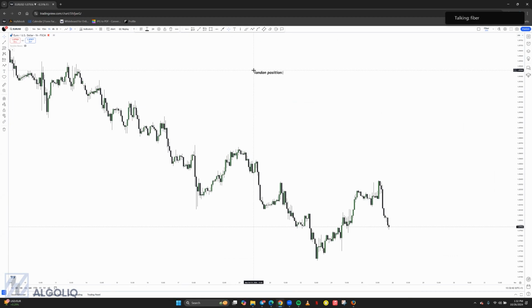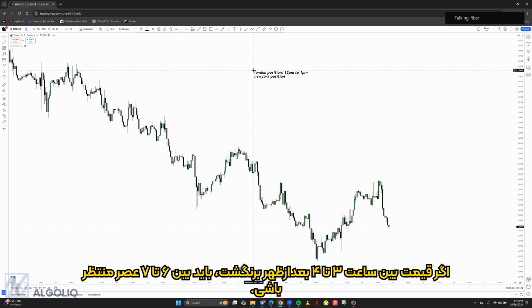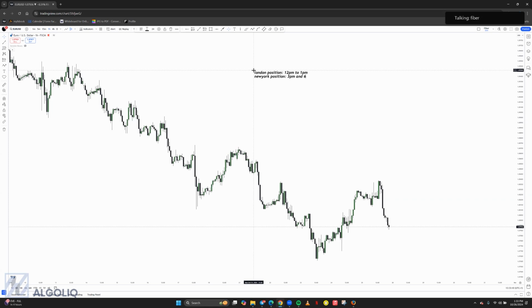12 p.m. If you're taking a New York position, the target should be what? If price did not give you the reversal between 3 to 4 p.m., then 6 to 7 p.m.